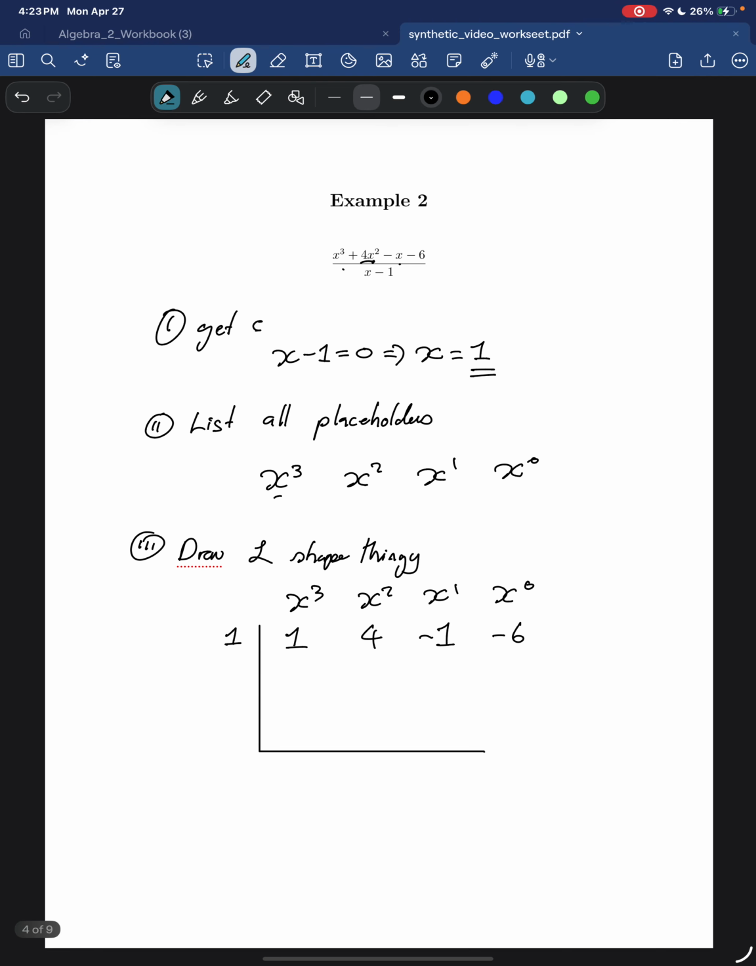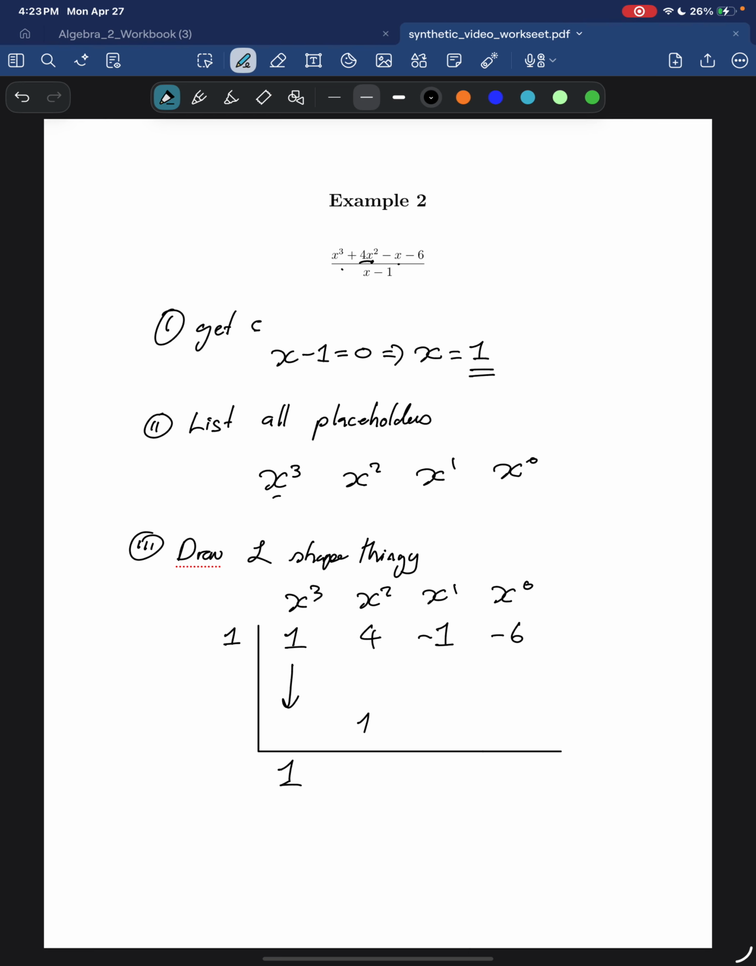All right? So we go again, the same exact process. Bring this down, so we're going to have a 1. 1 times 1 is just 1. We add 4 plus 1. 4 plus 1 is 5. 5 times 1 is 5. So then you go minus 1 plus 5 is going to be 4. And then 4 times 1 is 4. And then minus 6 plus positive 4 is just going to be minus 2. So we see that we have our placeholders right there.